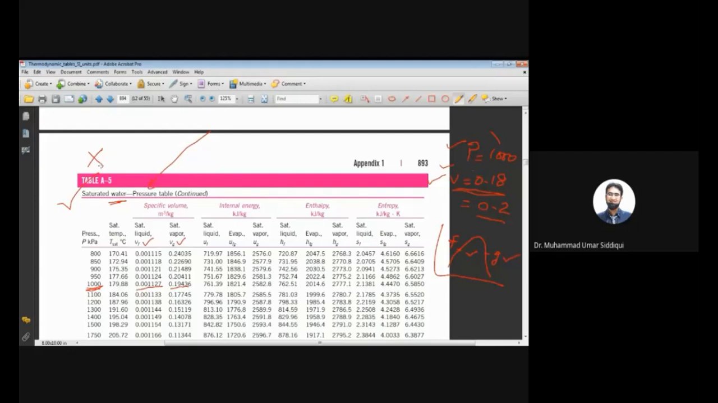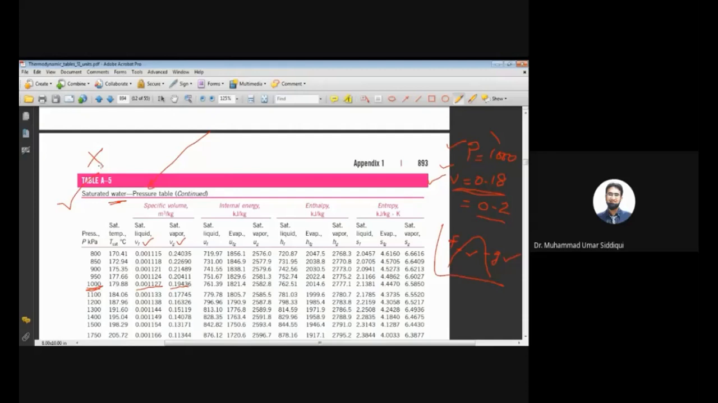We make a decision, right? We had two properties, and based on those two properties, the first step is to go into the saturation table. And based on those, now we need to make a decision: are we in the correct table or should we change the table? Since pressure and specific volume were given, we went into the saturated water pressure table.